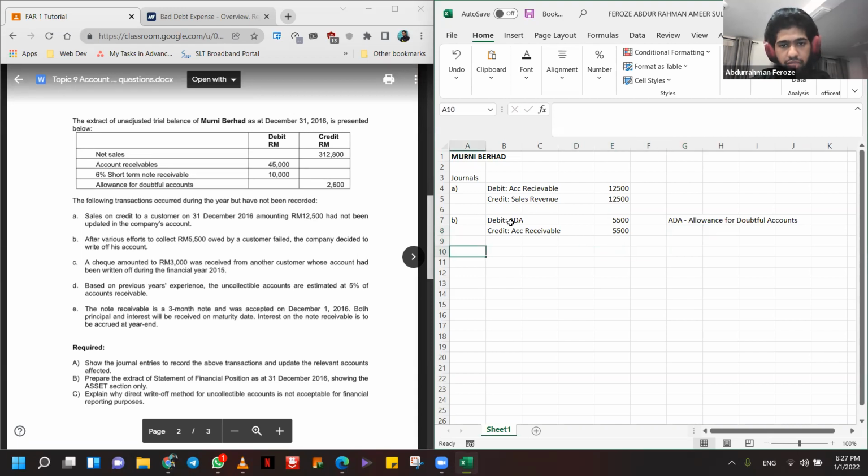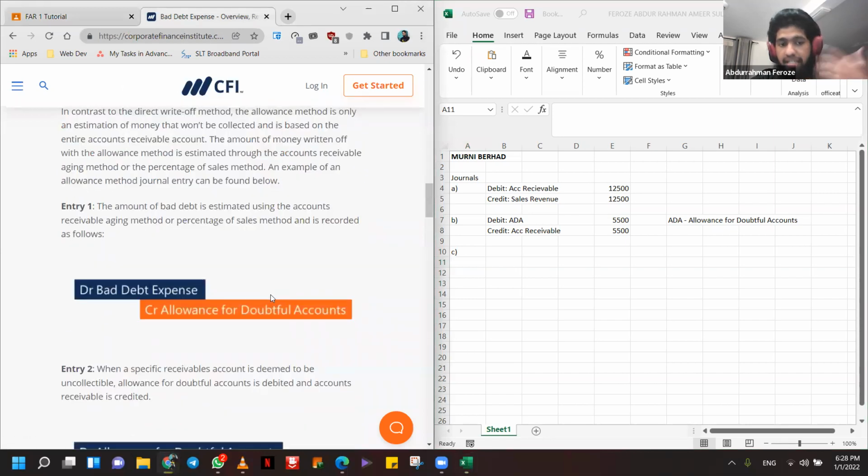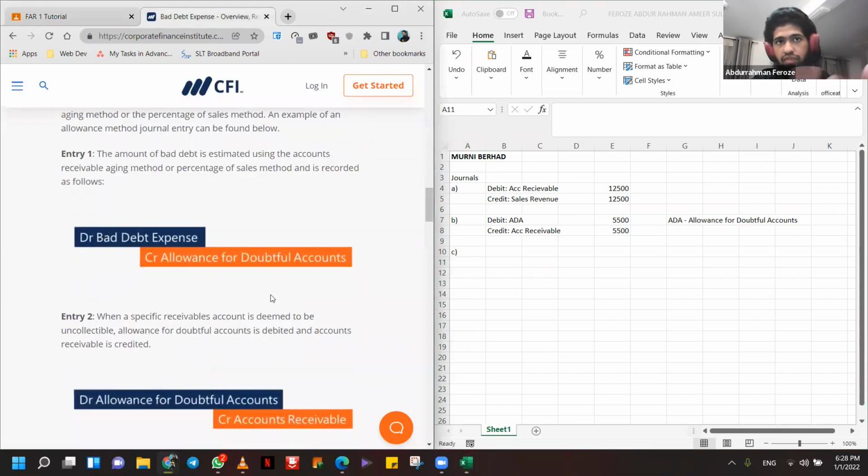And then we have part C. A check amounting to 3,000 was received from another customer whose account was written off during the financial year 2015. All right, so this is one thing that I did not exactly cover. Now when it comes to writing off a bad debt expense, right?